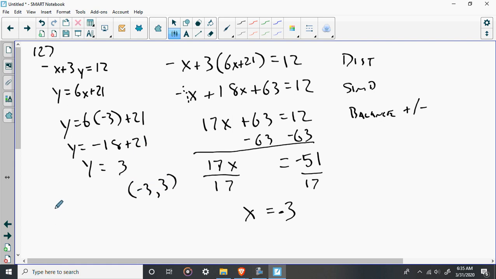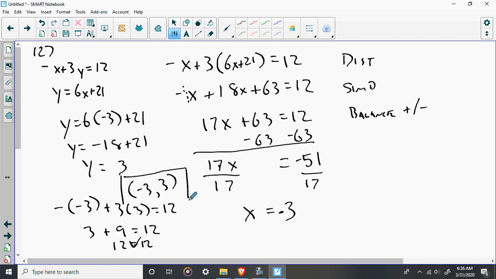So let's try that again. I have negative 3 plus 3 times 3 is equal to 12. So in other words, x and y plugged into the first equation. This will be negative 3, this will be 9, and that is correct. Negative 3 plus 9 is 6. Okay, so just be careful. Still the same process, but again, there's good reason to check your answer. So you put a box around your answer so I know which one you're talking about. All right, so no mistakes in this one.